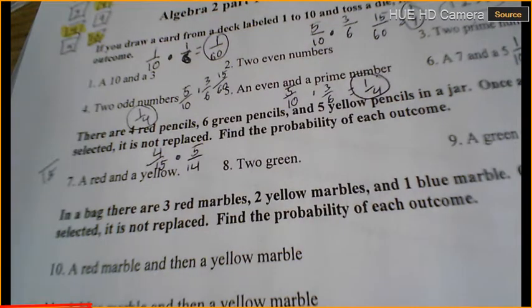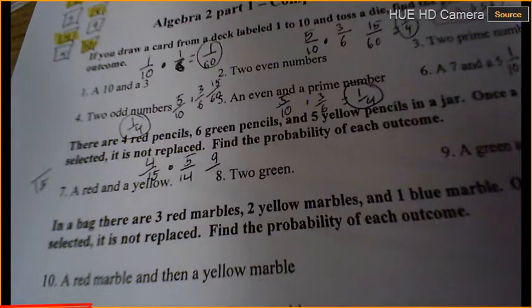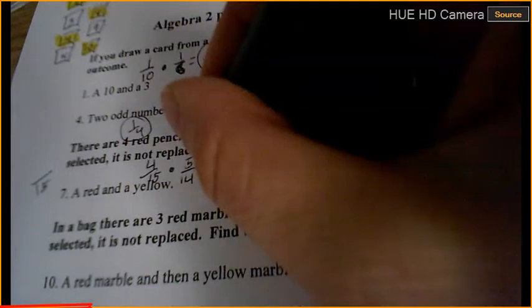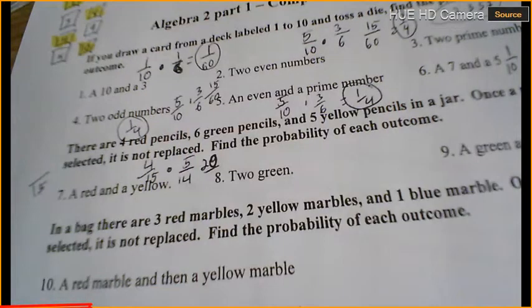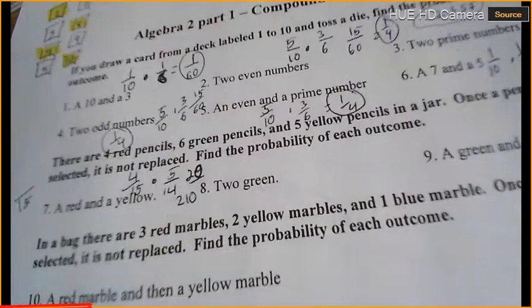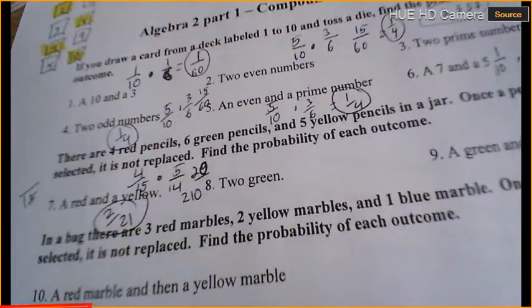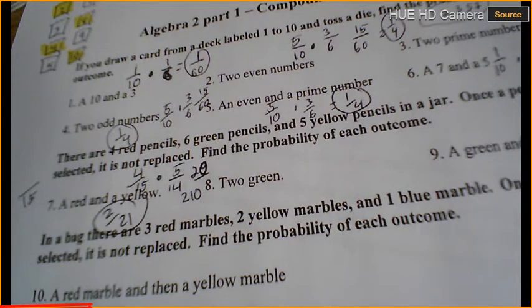So 4 times 5 is 9. And then what's 15 times 14? 4 times 5 is 20. You're correct. I cannot multiply today. Apparently I'm adding. 15 times 14 is 210. So 20 divided by 210 is 2 over 21. 2 over 21. How are we feeling about that?